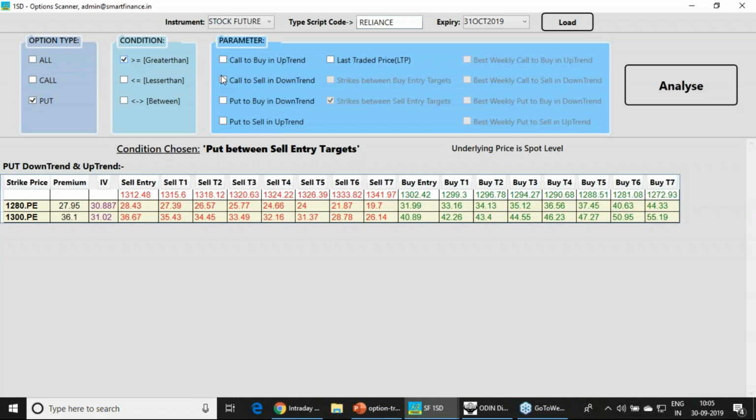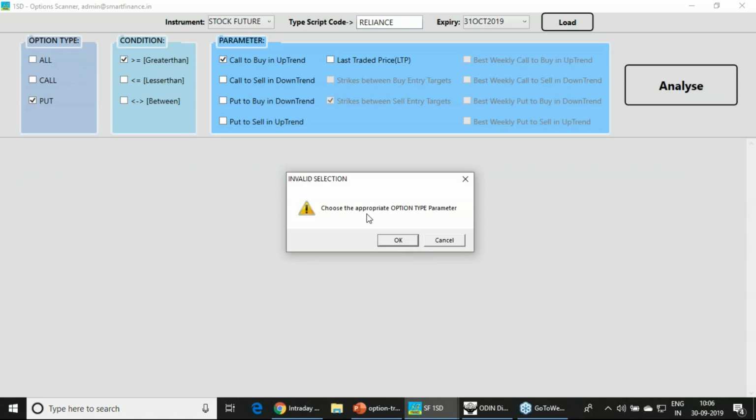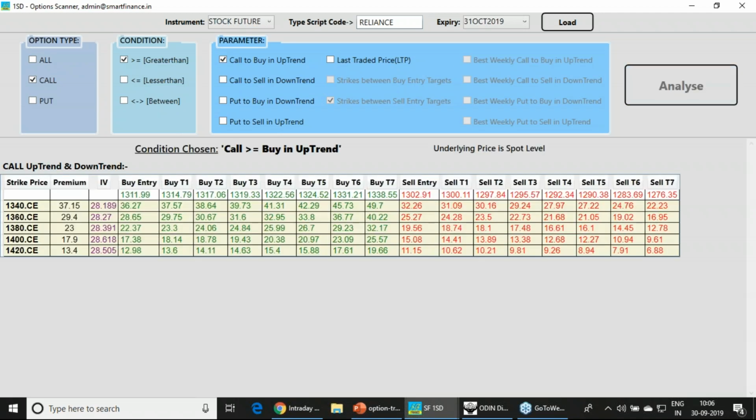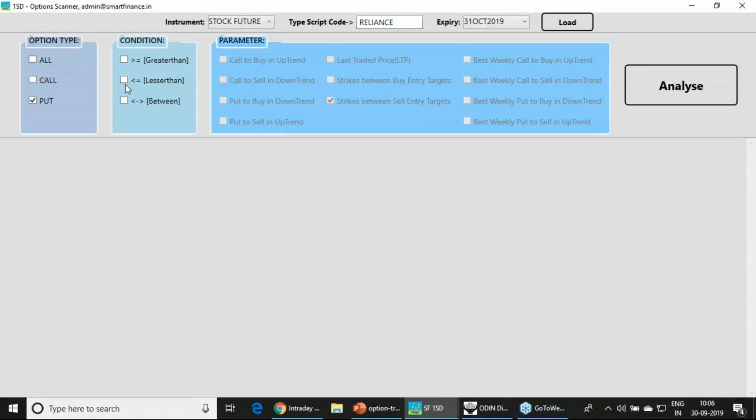And you can also see other options here, call options to buy in the uptrend. Here you may get some other choices also. Here 2-3 strikes you may get. So these are the strikes it is recommending for the call options, and the same way you can go for the put options in the downtrend.